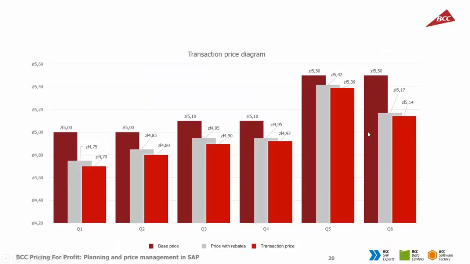Okay, basing on this report, we can build a graphical representation of a transaction price diagram where we have the base price here, the price after discount, the bluish one, and the transaction price. We can easily observe how the relation behaves between the various components of the price and how the various discounts influence the transaction price over time.